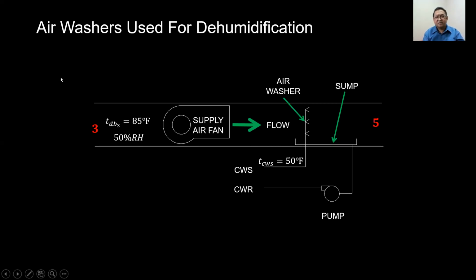So we can also use air washers for humidification. How do we do it? Supposing again, we have 85 degrees Fahrenheit and 50% RH at point 3. And you have here for your air washer, you spray chilled water supply at 50 degrees Fahrenheit. The water at the sump will be returned to the chiller, and you have to determine condition number 5.